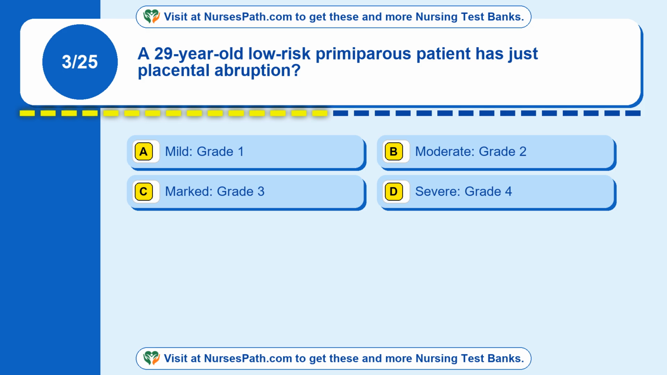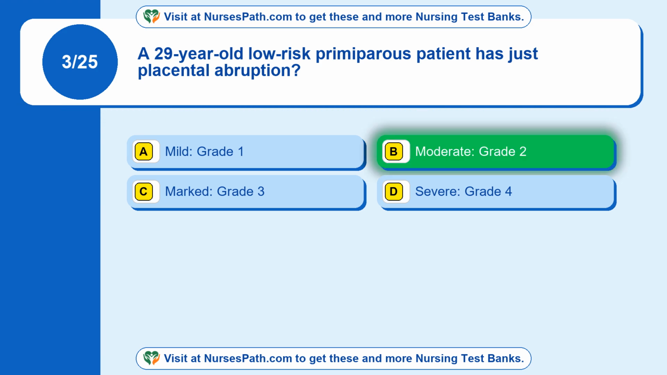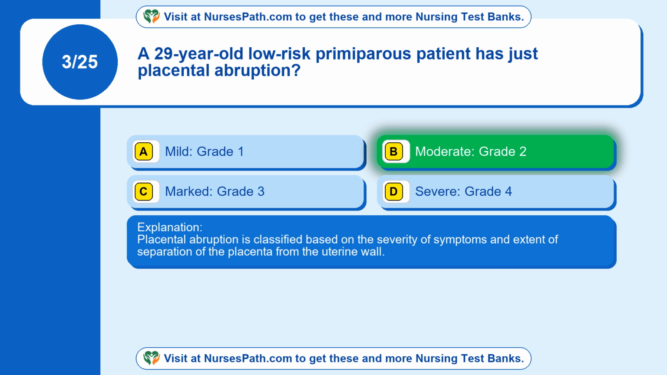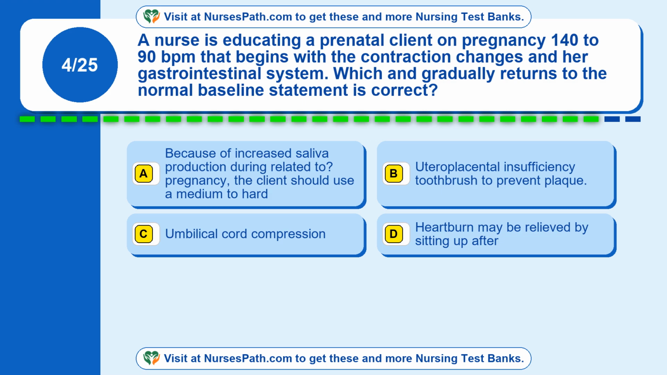Option A, mild grade 1. Option B, moderate grade 2. Option C, marked grade 3. Option D, severe grade 4. The correct answer is option B, moderate grade 2. Placental abruption is classified based on the severity of symptoms and extent of separation of the placenta from the uterine wall. Question 4. A nurse is educating a prenatal client on pregnancy changes and her gastrointestinal system.